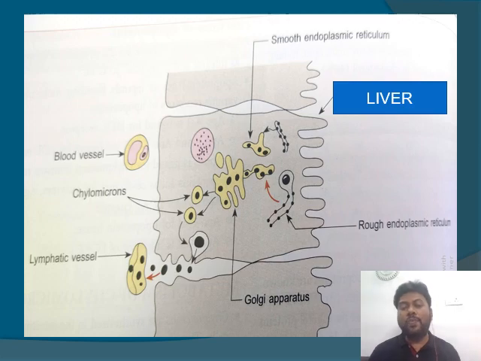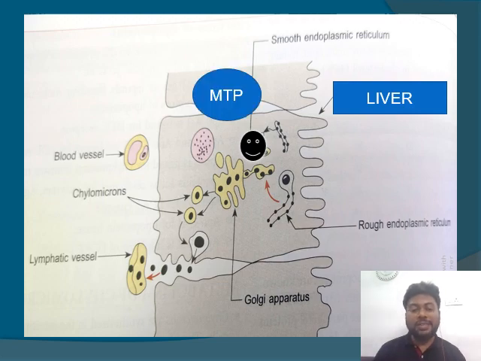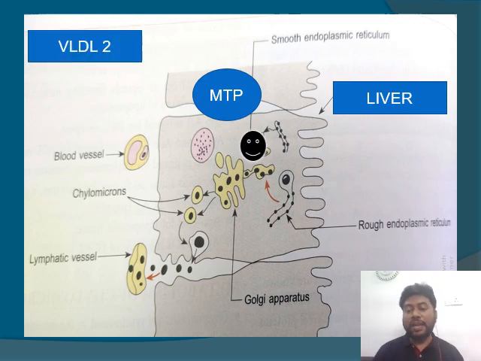Okay, so within the liver, here also first the apoproteins required for VLDL will be synthesized. That means mainly ApoB100 will be synthesized in the ribosomes attached to the rough endoplasmic reticulum. Now this ApoB100 from the rough endoplasmic reticulum will be transferred to the smooth endoplasmic reticulum. Inside the smooth endoplasmic reticulum, a protein called microsomal triglyceride transfer protein will transfer the endogenously synthesized triglyceride into this ApoB100, converting it into a lipoprotein called VLDL2.